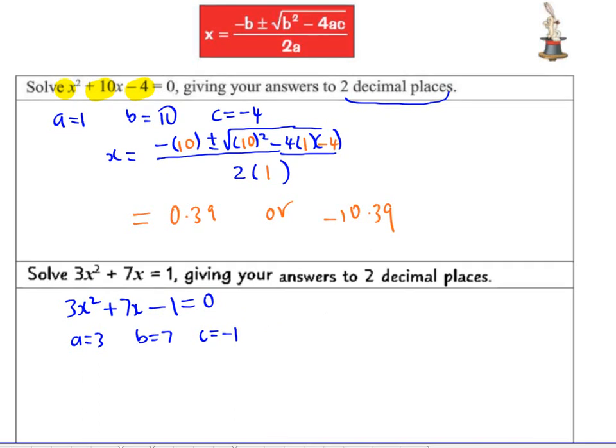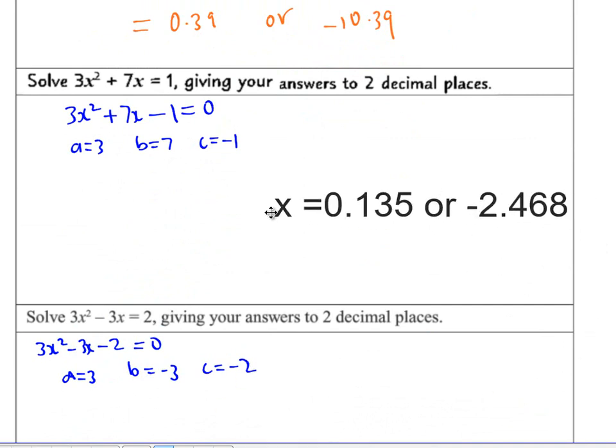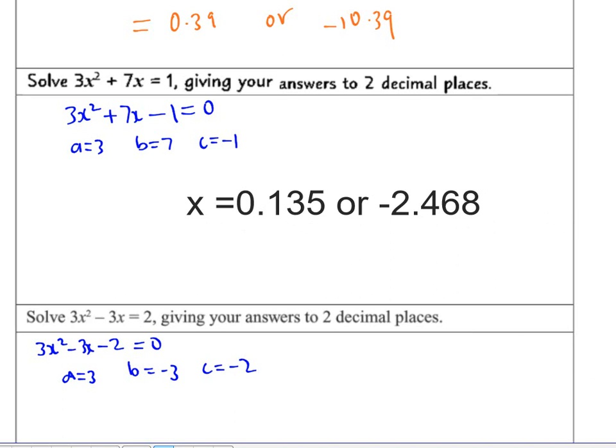Let's look at the next question here. Again, it has to be equal to 0. So this will have to be 3x squared minus 3x minus 2. And what is our A? A equals 3, B equals minus 3, C equals minus 2. And then you put it into the calculator. For that part, that should be your answer, and that should be your answer. Now this is not quite 2 decimal places, yes? So you need to adjust based on your calculator.